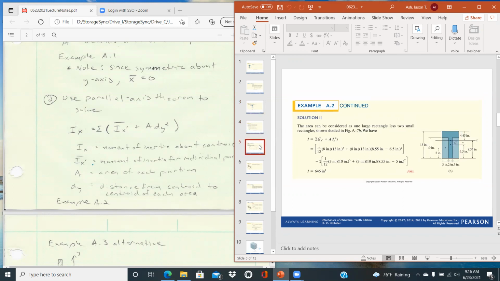An alternative way to do that is to look at the base times height cubed over 12 of the entire section, and then subtracting out 2 of the smaller sections. You really don't gain a huge benefit in this particular problem because you do have to use still the parallel axis theorem to subtract out these sections. Since that's not symmetric about the centroid, the parallel axis theorem still has to be used in that. It's just showing that you're able to do the same thing with subtracting out sections. You just have to do so using the parallel axis theorem.